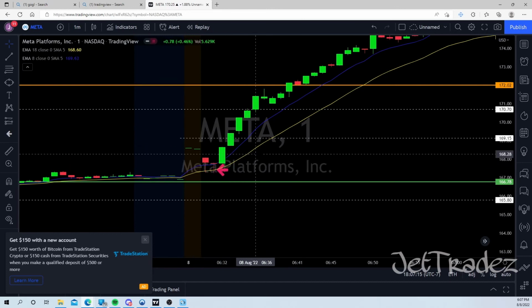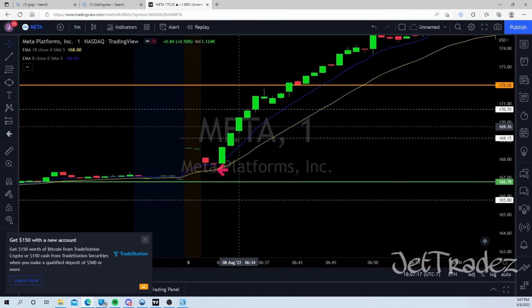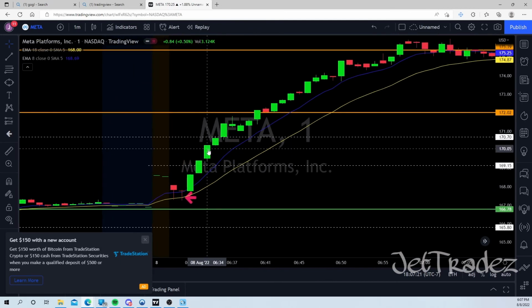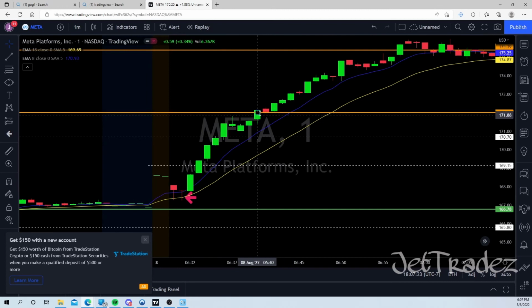I saw the EMAs being bullish, so I entered, and I saw super aggressive bullish moves and candles. Obviously you can see no sellers coming in, and I ended up trimming around this area at 171.86 or 90, around here. I ended up trimming.